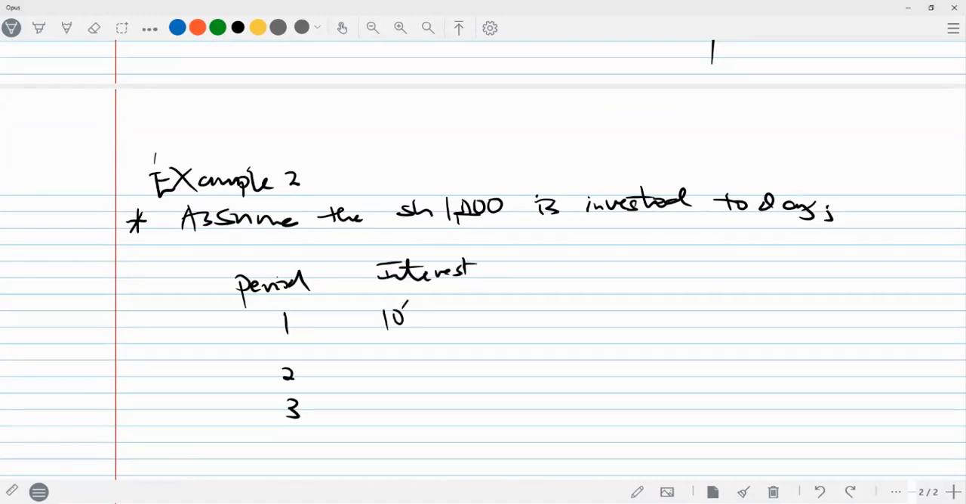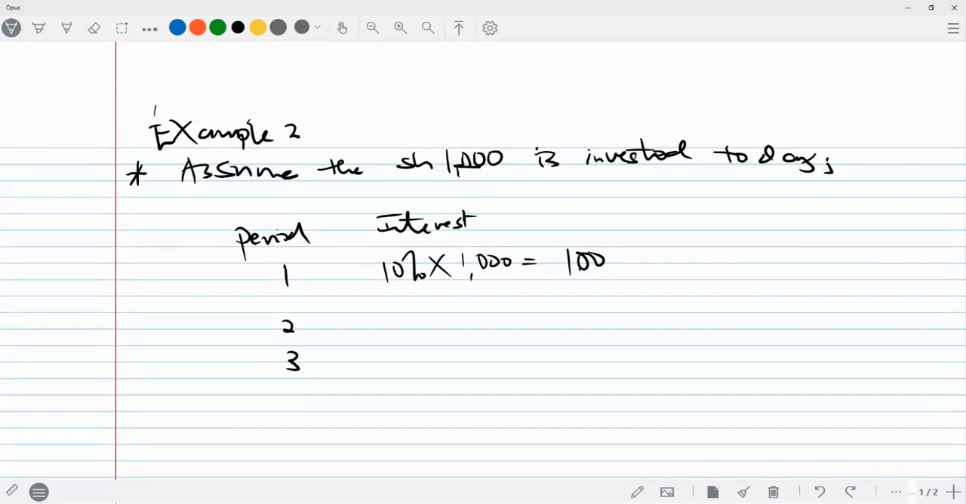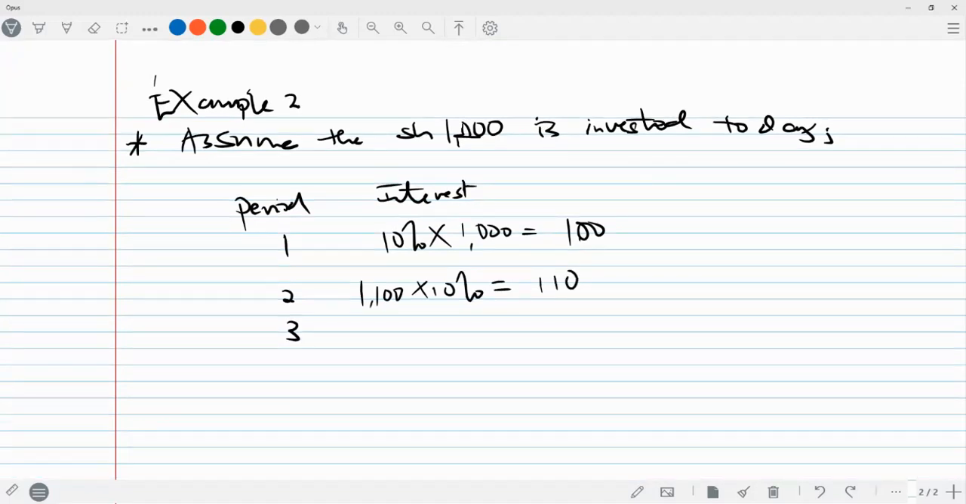Year 1 you earn 10% of the amount you have just invested today, 1,000, to give us 100. At the end of year 1, you have the 1,000 already invested plus the interest you earned, 1,100, times 10%, gives 110. Then at the end of year 2, the total amount in the account is 1,000 plus the interest earned in year 1 and year 2, 1,210 times 10%, gives 121. Therefore, total interest earned for those 3 years will be 331.